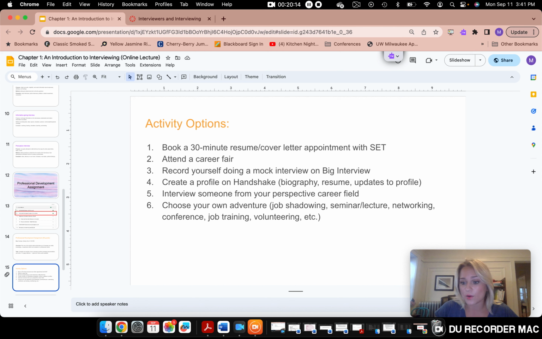You could even interview one of your professors that you look up to, that you know has some experience, that you want to learn more about. So if you have a professor that you really admire and want to learn more from, this is your chance to interview that person and get some great career advice from them.